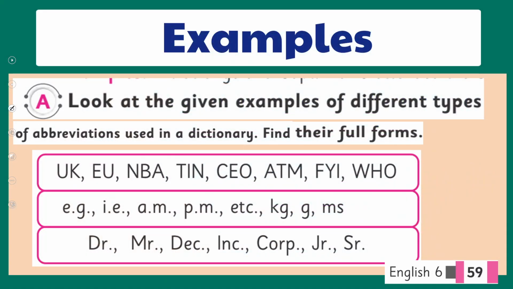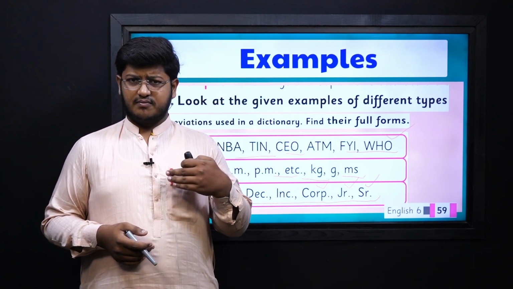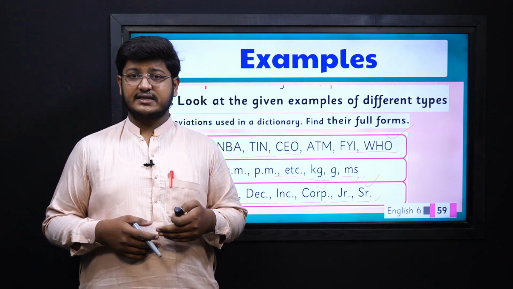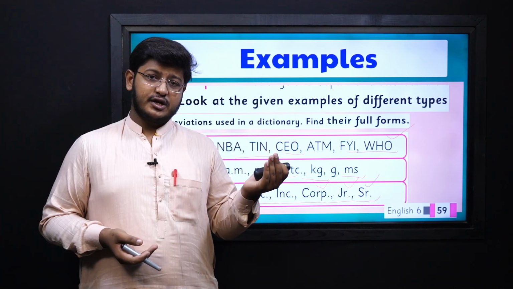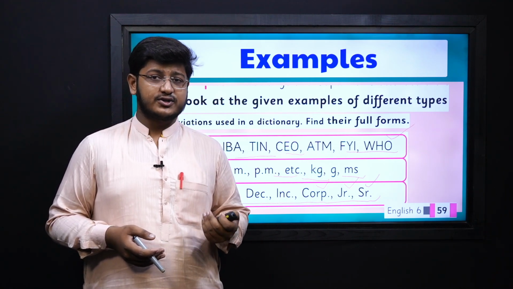We have further examples like UK, EU, European Union, TIN, CEO, Chief Executive Officer, WHO, World Health Organization, MS, KG, ETC, etc., AMIE. So there are a number of abbreviations used in the English language, like junior, senior, corporation. These are the abbreviations which you have definitely witnessed in texts. Some of the abbreviations you find in the science subject, and some of them you will definitely see in the English book.